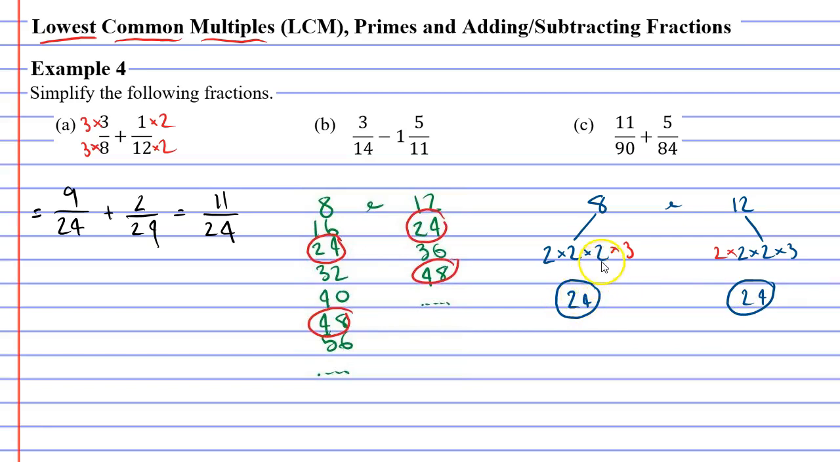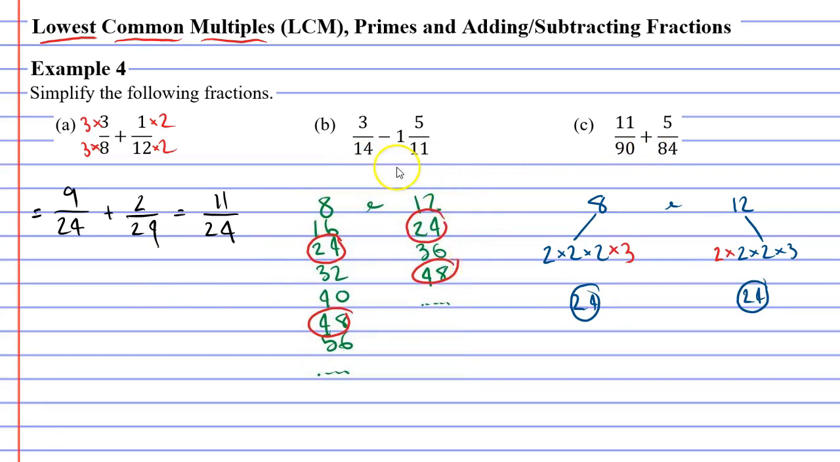What do I mean by that? Well, look here in red. I need to multiply my 8 by 3 to get 24. That's exactly what I did here on the fraction. I need to multiply my 12 by 2 to get 24. That's exactly what I did here on my fraction as well. So we're going to move on to questions B and C now.